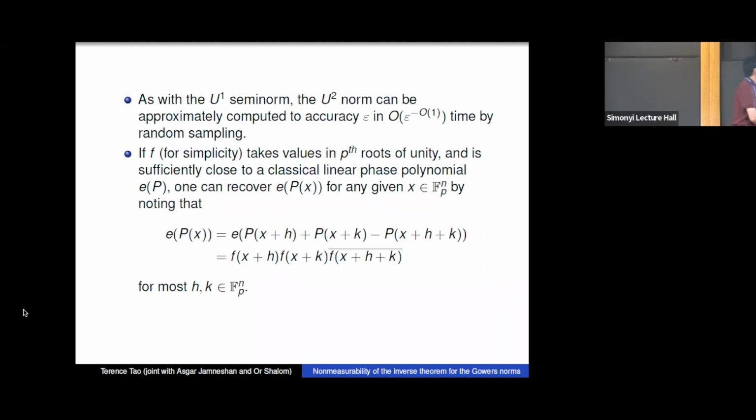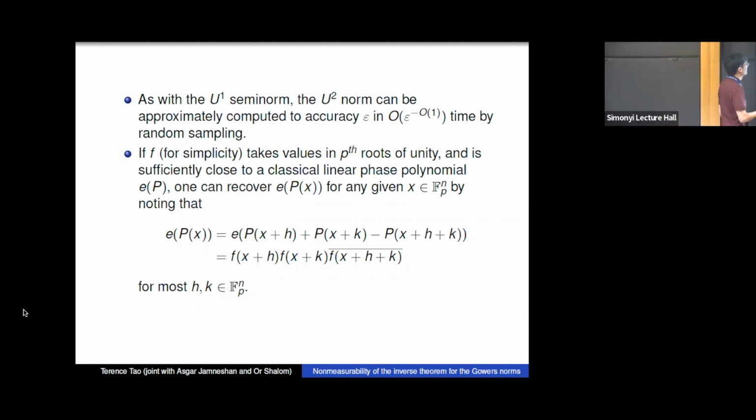And then the algorithmic questions are what's left. Again, using a similar random sampling technique, you can compute any of these norms in polynomial time to accuracy epsilon, no matter how big your vector space is, assuming a computation model where you can sample random elements of your space by some oracle. All right, now suppose you know that you're close to a polynomial. How do you actually find the phase polynomial?